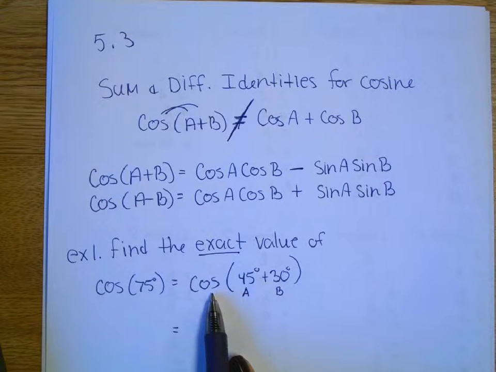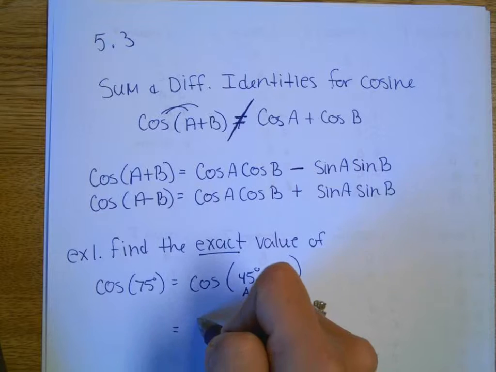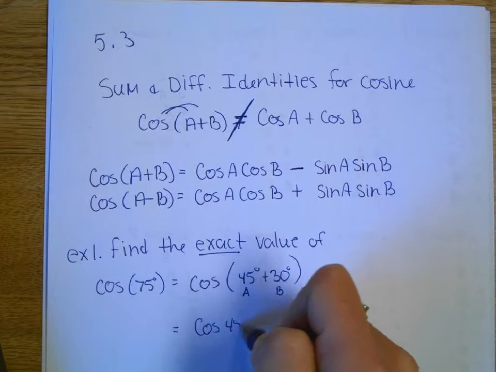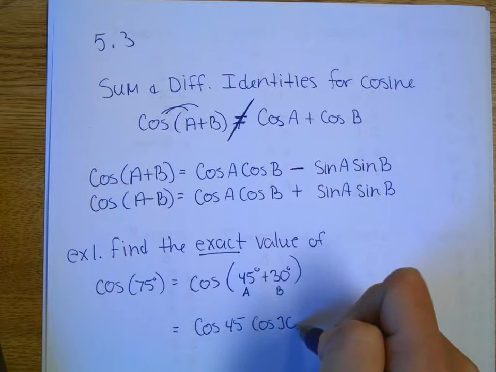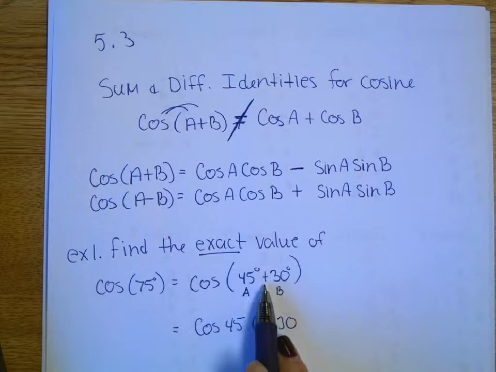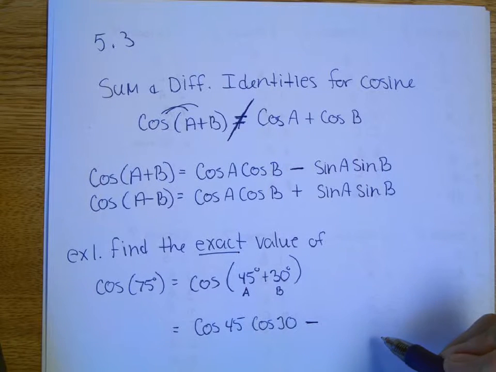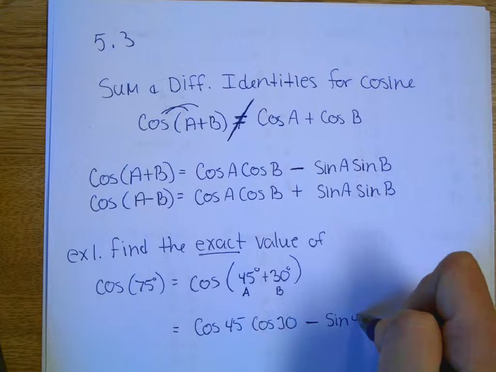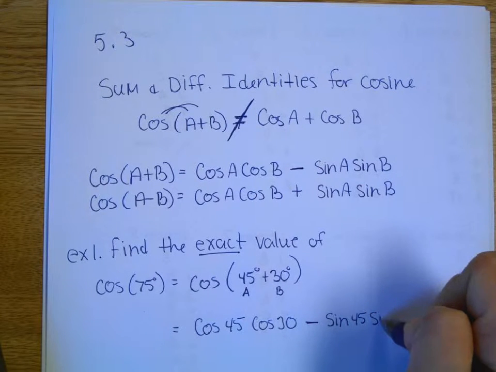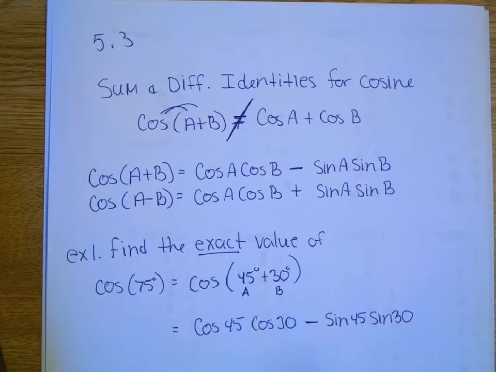So if I expand, the identity says take the cosine of both of them, so it's the cosine of 45 multiplied by the cosine of 30. And because I'm adding them in my parentheses, I need a subtract here. It's the sine of the two multiplied together. So I need these four values, and they're on your green sheet, and then I just do the math with them.